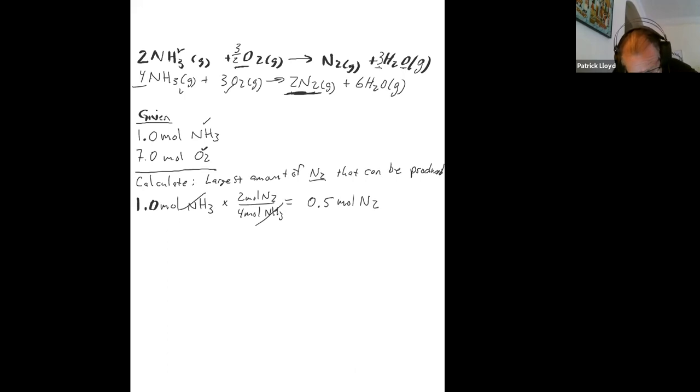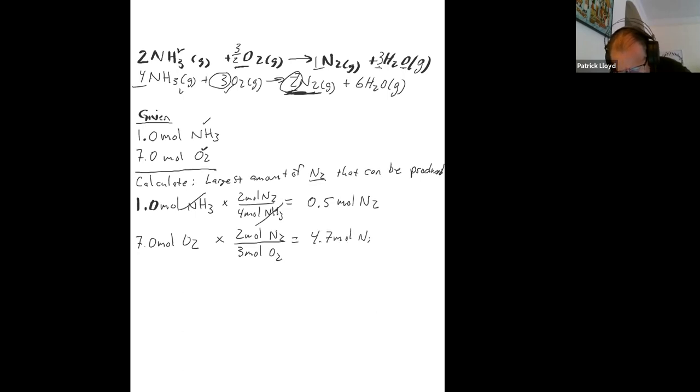Now, if you take the other reactant, 7 moles of oxygen, times 2 moles of N2 over 3 moles of O2, it's 2/3, right? Well, that's the same number we were getting in the previous problem. I think it comes out to 4.67 or 4.7.